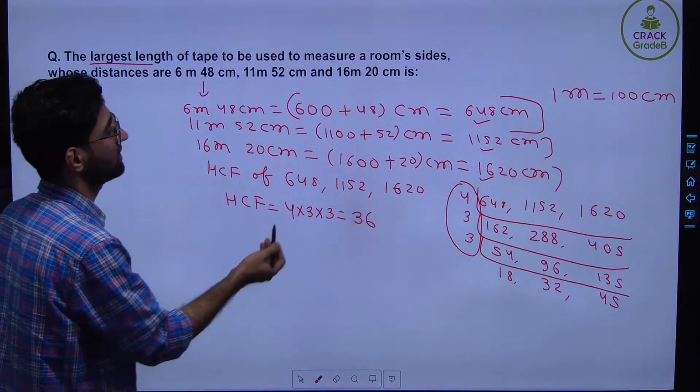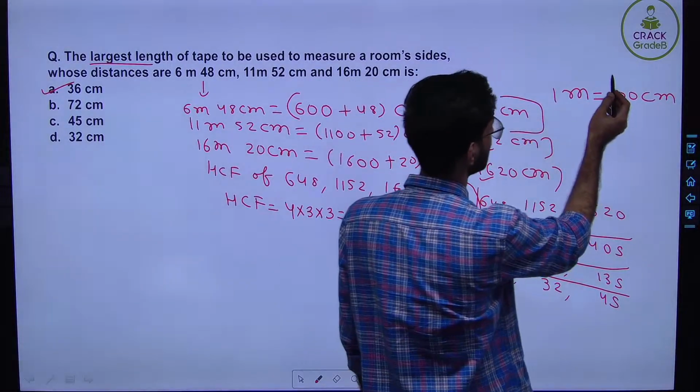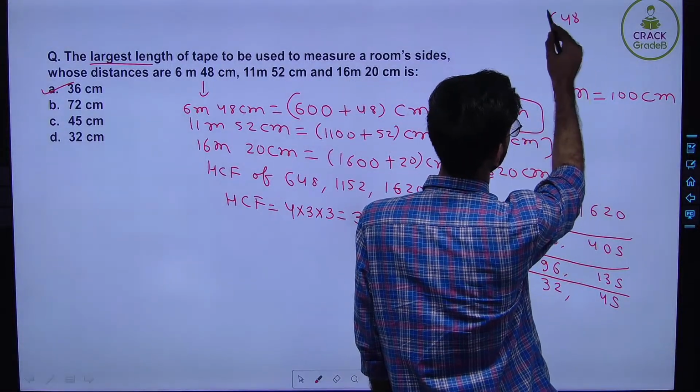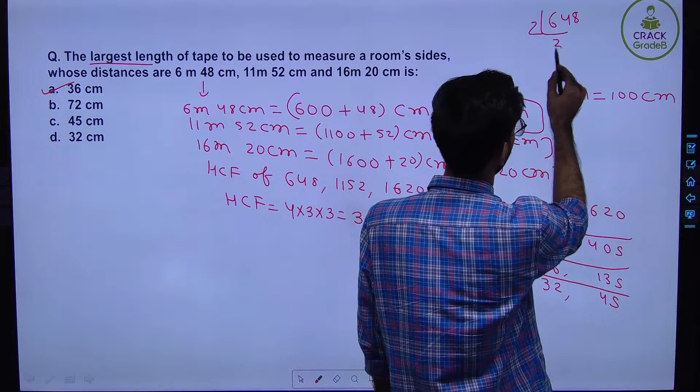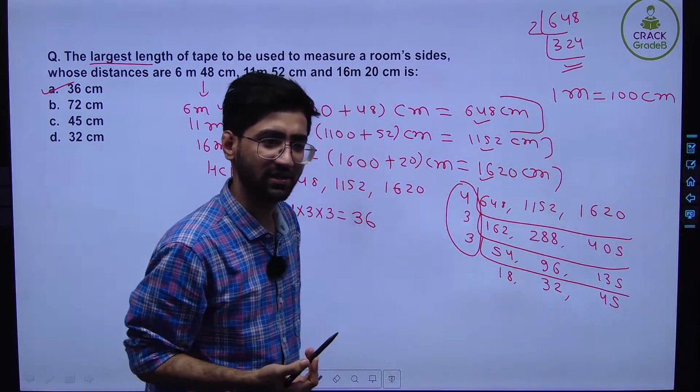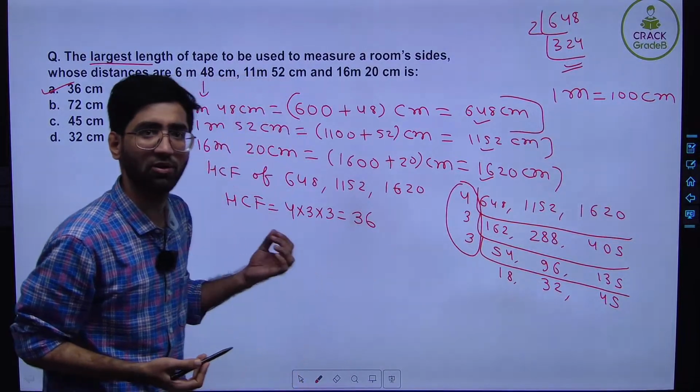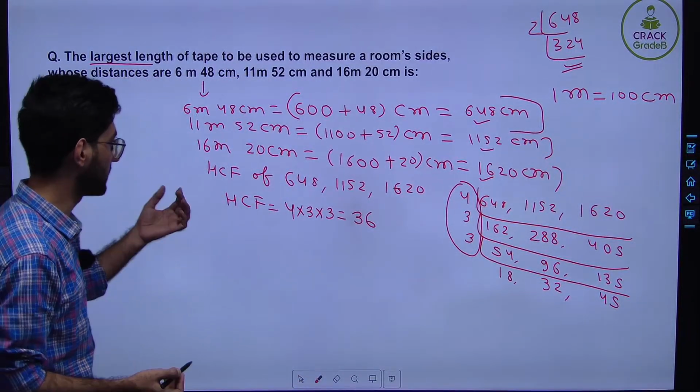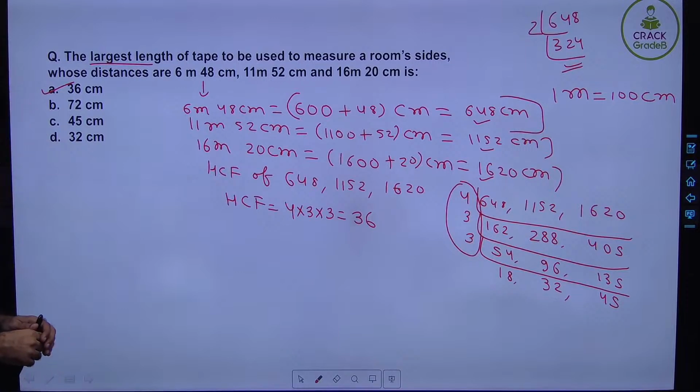Or even you can find the HCF by using the prime factorization method. If you are able to apply the prime factorization method, you can apply it, right, to find the HCF. Our only role is to find the HCF. Okay, so 36 centimeter is the answer, right?